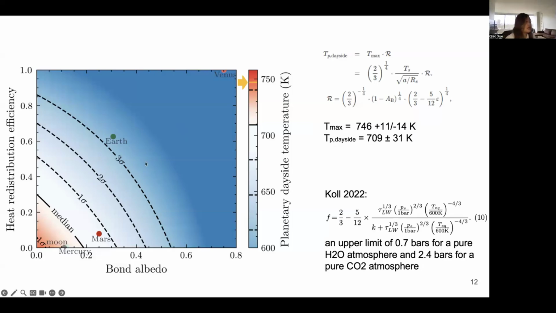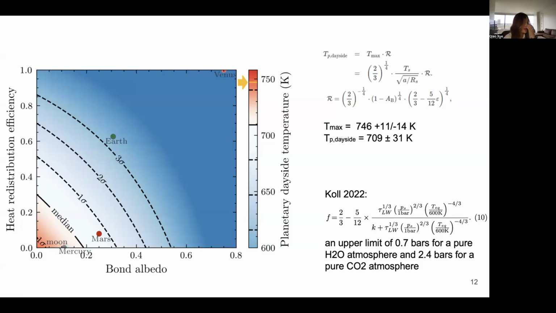We also placed solar system planets on this plot, but since the solar system planets are not tidally locked, we instead use the temperature contrast between their equators and the poles to calculate the heat recirculation efficiency. From this plot, you can easily find that an Earth-like atmosphere is readily ruled out by over 3 sigma, and our result is 1 sigma consistent with a Mars-like thin atmosphere or a Mercury-like atmosphere-free model.